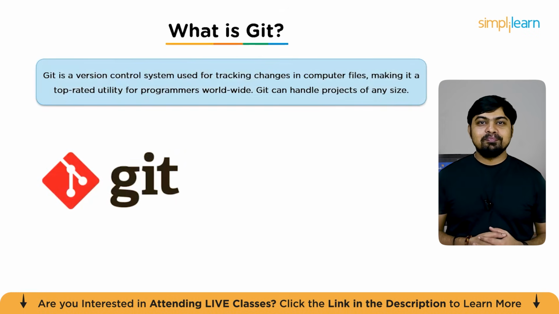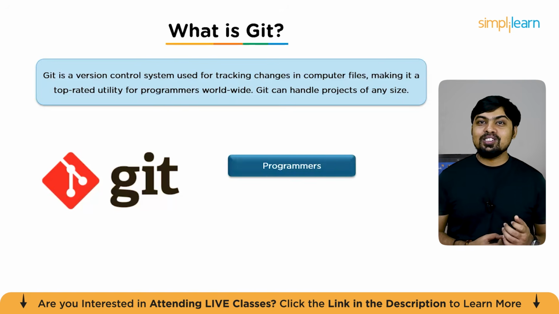What is Git? The answer is, Git is a version control system used for tracking changes in computer files, making it a top-rated utility for programmers worldwide. Git can handle projects of any size. Git is used to coordinate the workflow among project team members and track their progress over time. It's also beneficial for both programmers and non-technical users by keeping track of their project files. Git allows multiple users to work together without disrupting each other's work.